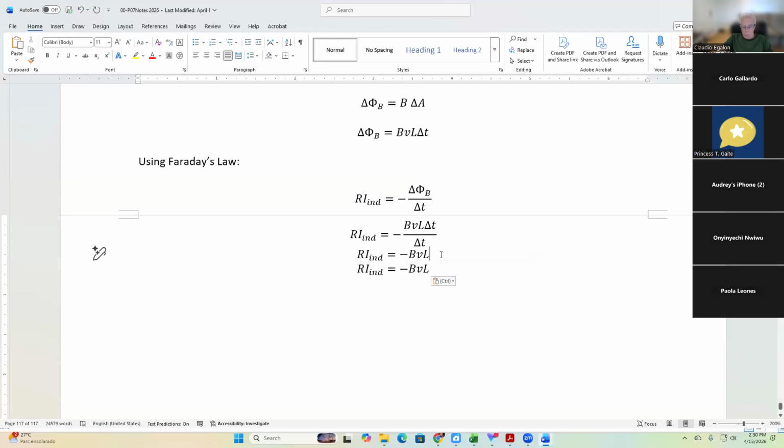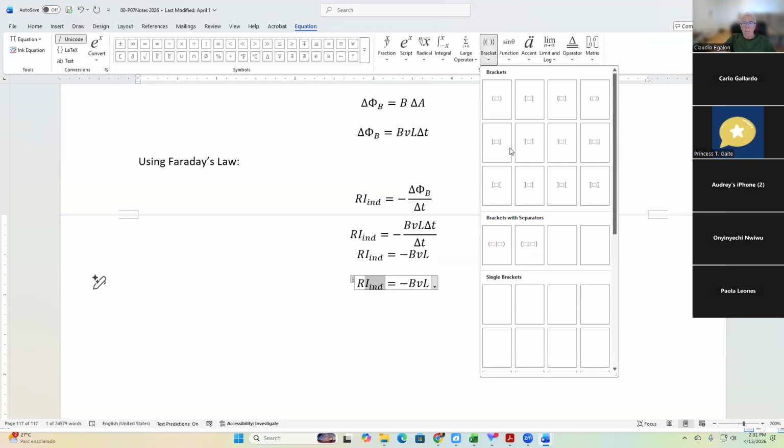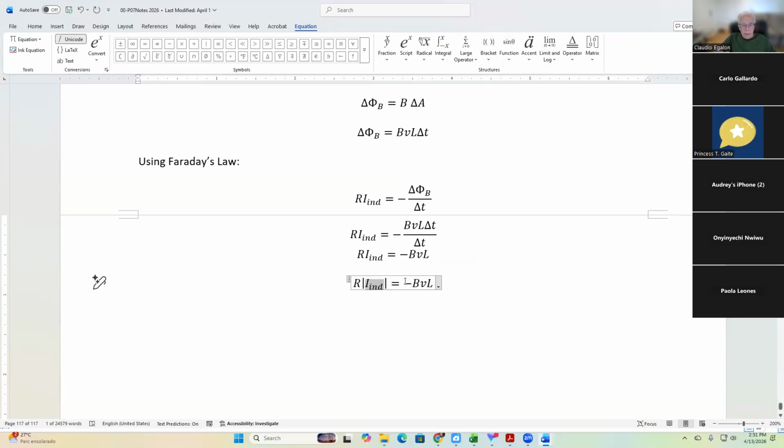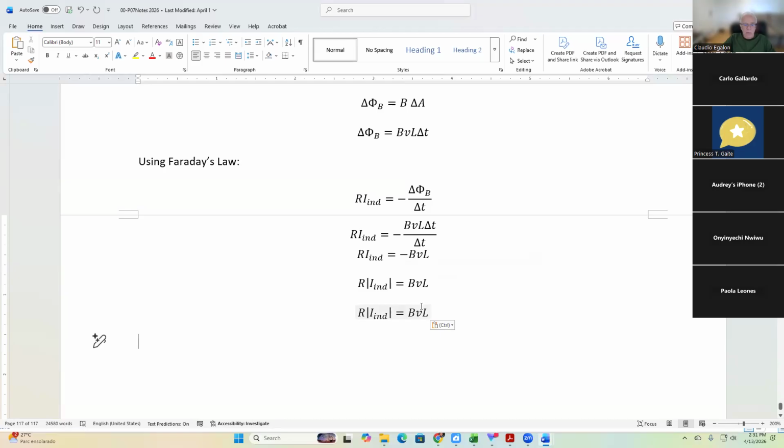Now recall that we want the magnitude of the current. Let's put here the bar right in here. Okay, because we want the magnitude of the current, we can cancel out the negative sign there. B, V and L are positive, and we finally get that the magnitude of the induced current is BVL over R, like that. So that's how we solve this type of problem.